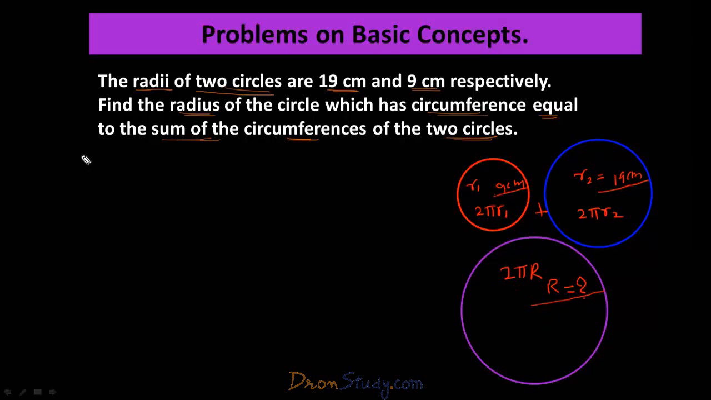So first write the given things. Given: radius of the first circle R1 is 9 centimeter. Radius of the second circle R2 is 19 centimeter, and let the radius of third circle be R centimeter.